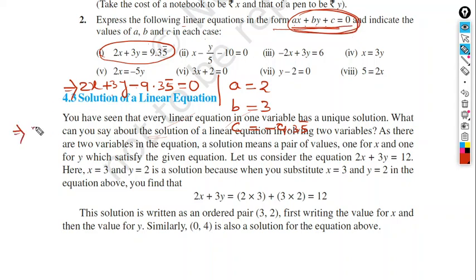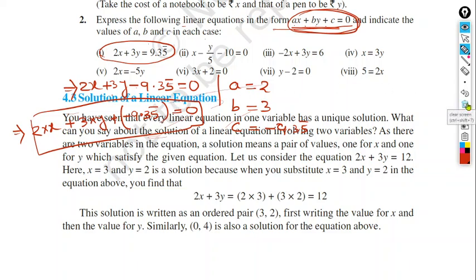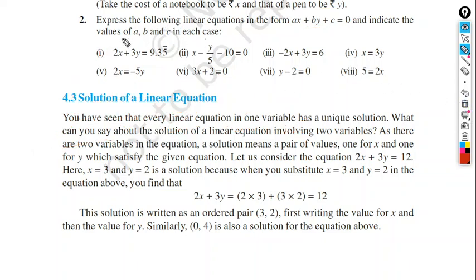Ax means 2 into x, a is 2, plus by plus 3 into y, plus c, plus minus 9.35 bar. Put it in the bracket, equal to 0. So this is your ax plus by plus c form. Okay, 2 into x plus 3 into y plus minus 9.35 bar equal to 0. So we have solved the first one, and also indicated the value of ABC. We have already indicated the value of ABC in the earlier part.